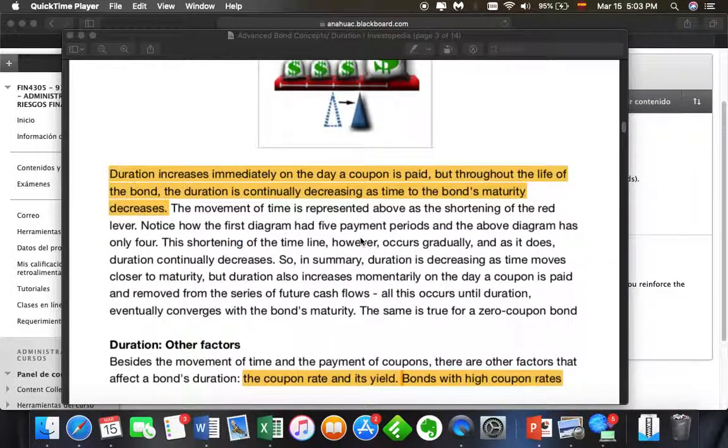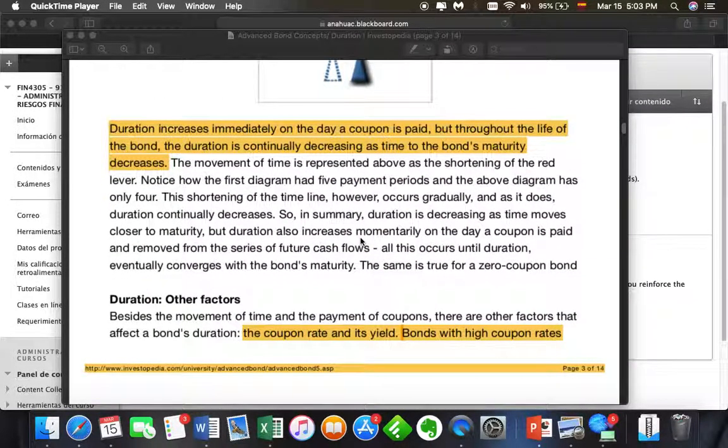Okay, so I highlighted a couple of things about this second article. The first one is interesting. Duration increases immediately on the day a coupon is paid. So think about it. Okay, when you get the coupon, it is no longer considered a future cash flow. You already have it. So on that day, the day when you receive a coupon on the bond, the duration increases significantly, because you have to wait another coupon period to get payment.